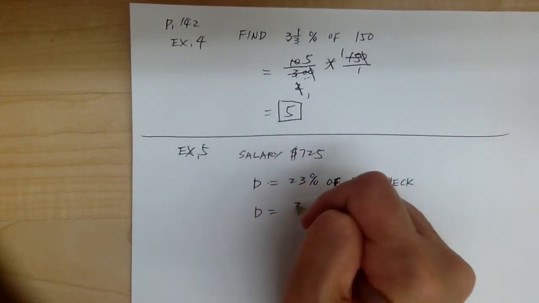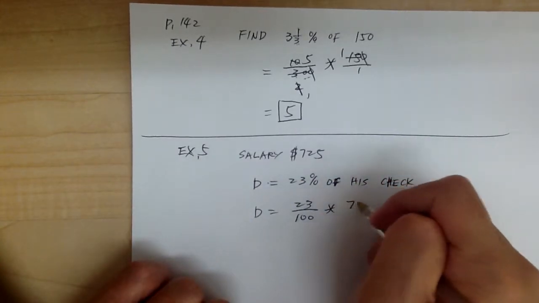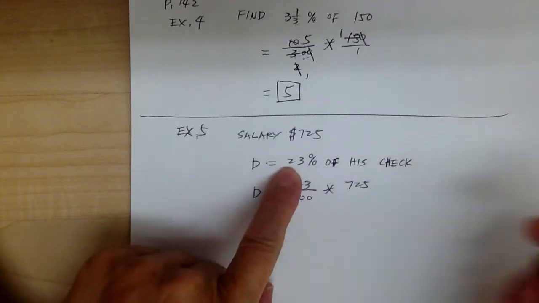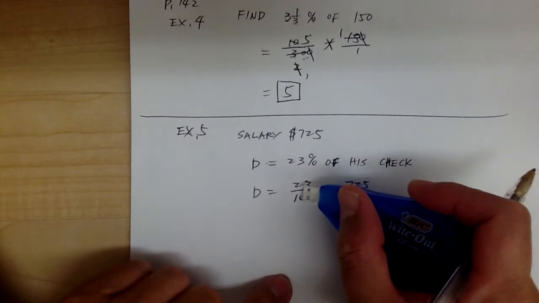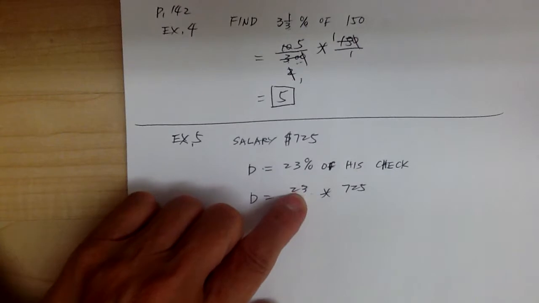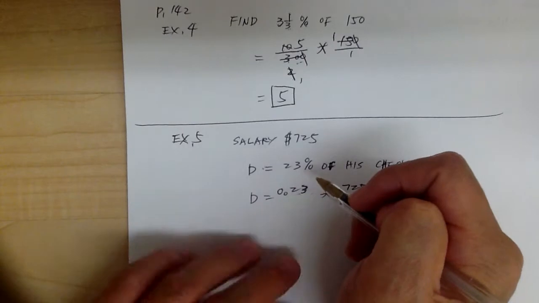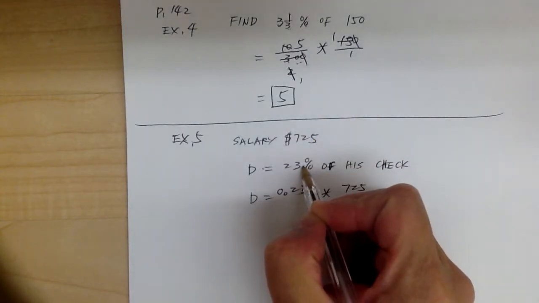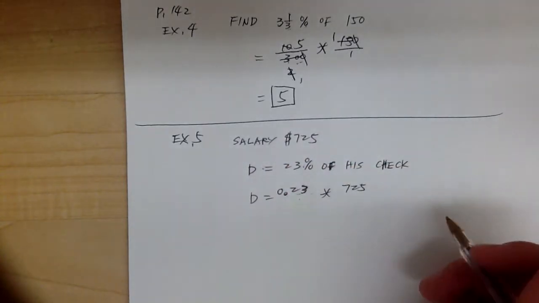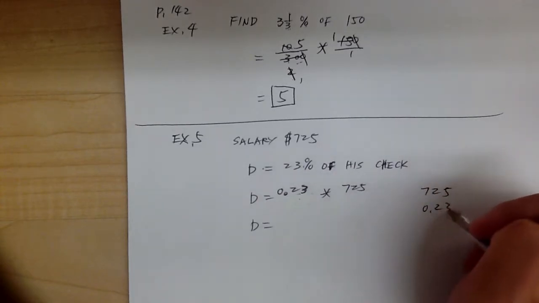So the deduction is equal to 23 over 100, right? That's what this means, right? Of his check is $725. So in this case, it's probably better to use decimal instead of using fraction. Okay? So we're going to use decimal instead. Because when you deal with money, most likely you're going to end up with decimal. So we're going to use 0.23. Right? Because again, to convert from percent to decimal, you move two places over. So that's going to multiply. So this is equal to 725 times 0.23.